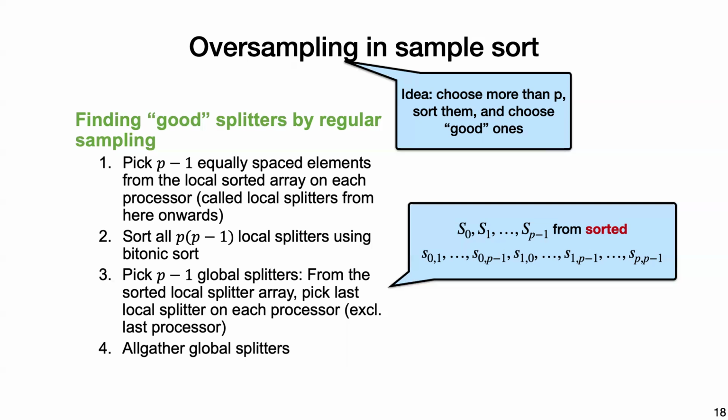Then from those, you pick p minus 1 global splitters. And the way that you do that is you have something like p squared splitters across all the processors. Then you just choose p minus 1 evenly spaced ones from those after you sorted. And it's also easy because you have an array of size about p squared, and you just evenly choose like every p or so. And then finally, everybody needs all the global splitters, so you just all gather them.